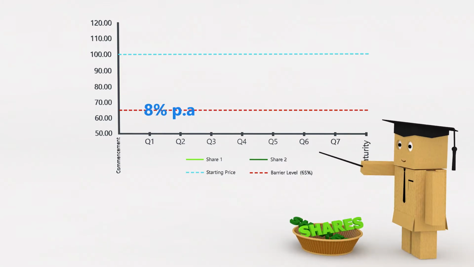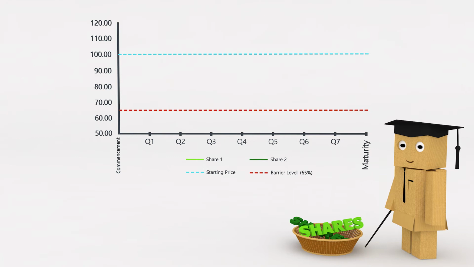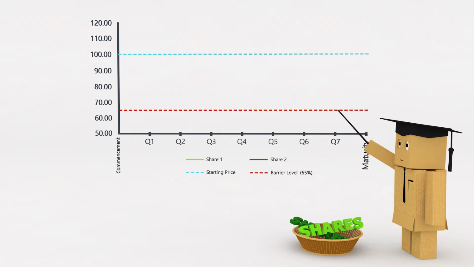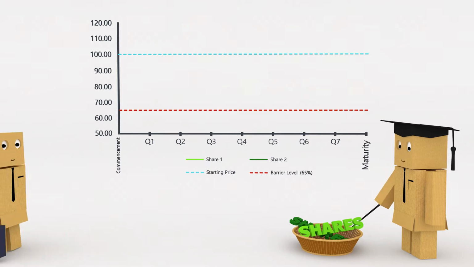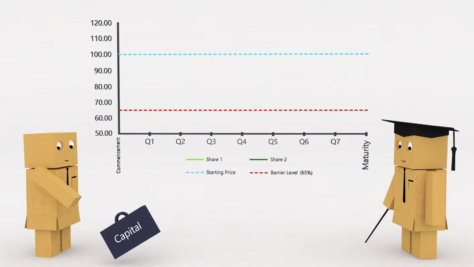As an example, consider a 2-year reverse convertible linked to a basket of 2 shares. It will pay an 8% per annum quarterly coupon and has a barrier level set at 65% of the starting price of the shares in the basket. The barrier level is observed at maturity only. An investor decides to invest $10,000.